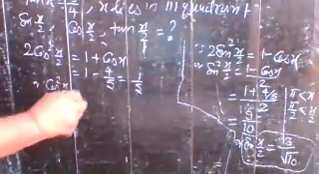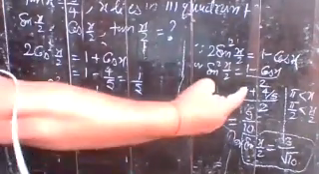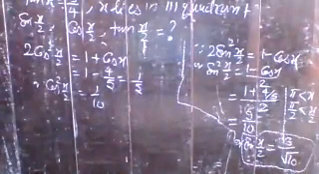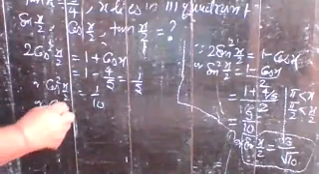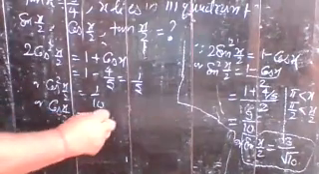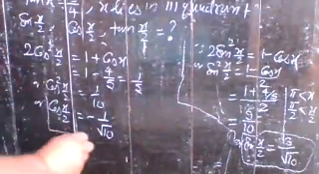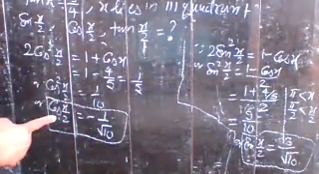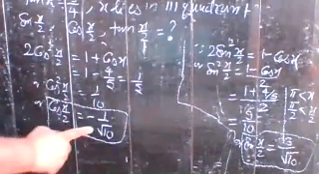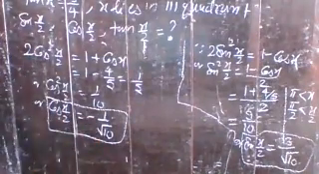Cos square x by 2 is equal to 1 by 10. Here you see that your x by 2 is lying in the second quadrant. In the second quadrant, cos is negative, so you write cos x by 2 is equal to minus 1 by root 10. Yes, because x by 2 is in the second quadrant, and in the second quadrant cos is negative. That's why here you take the negative value. So cos x by 2 is equal to minus 1 by root 10.